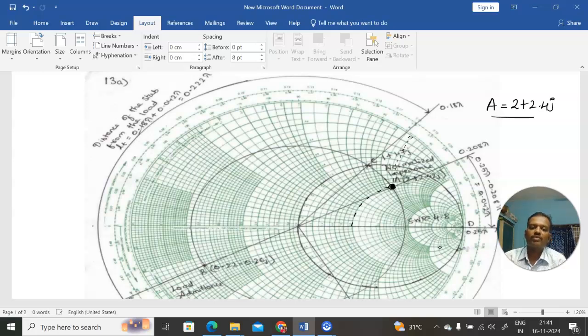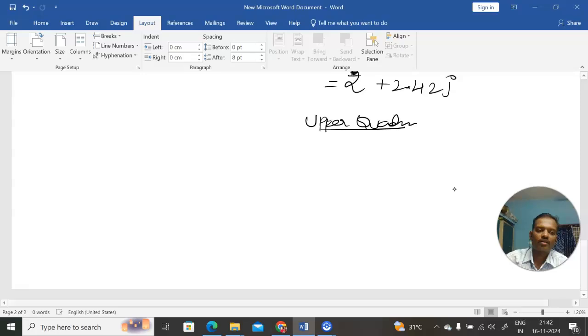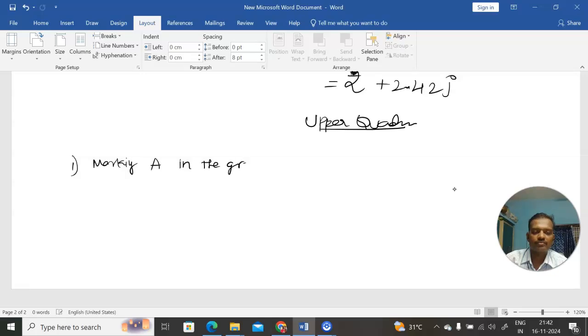Okay. So after marking, this is our center O. So OA as a radius. Okay. So first marking A in the graph, then followed by OA as a radius, we have to complete a circle.